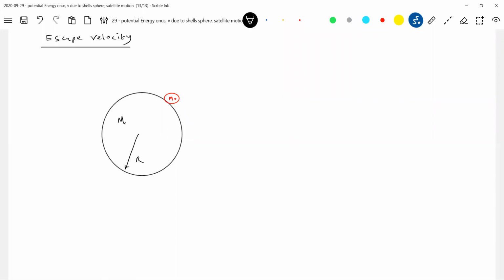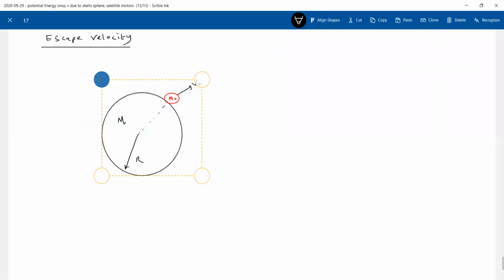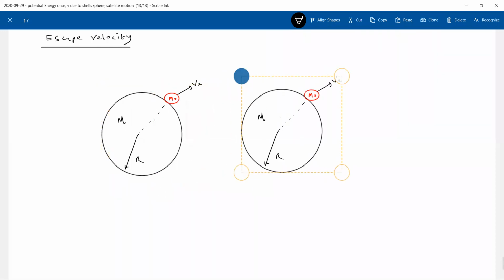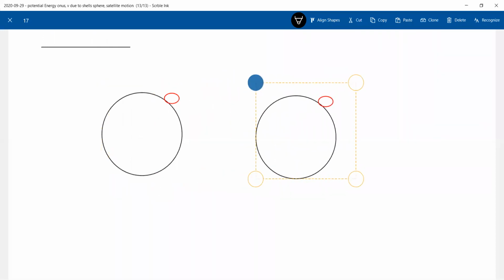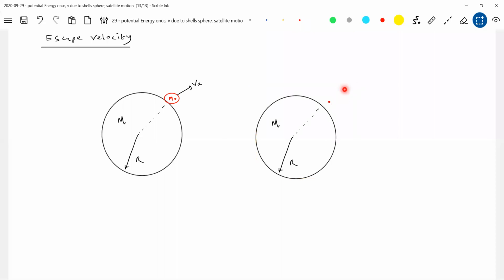So with what speed should I project so that it will escape from the attractive force of this one? What should the separation be? It should escape. Escape means the separation will become infinity.